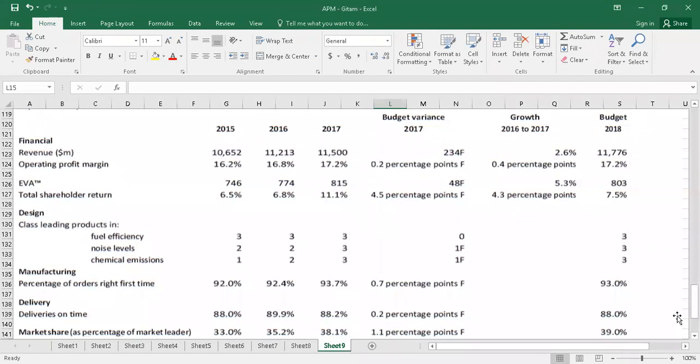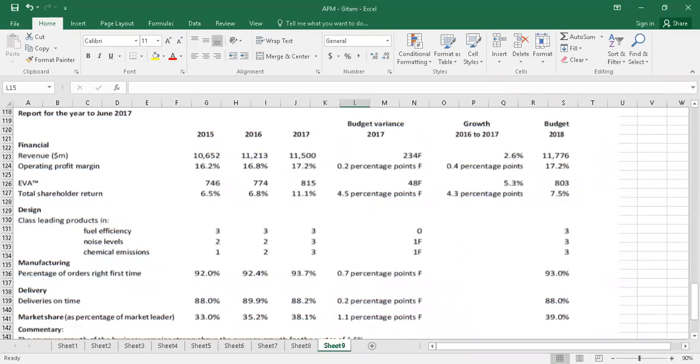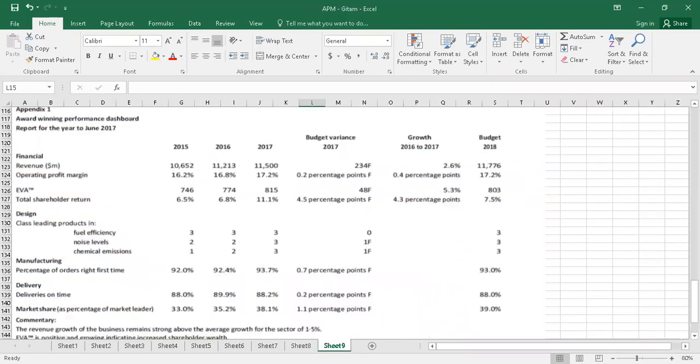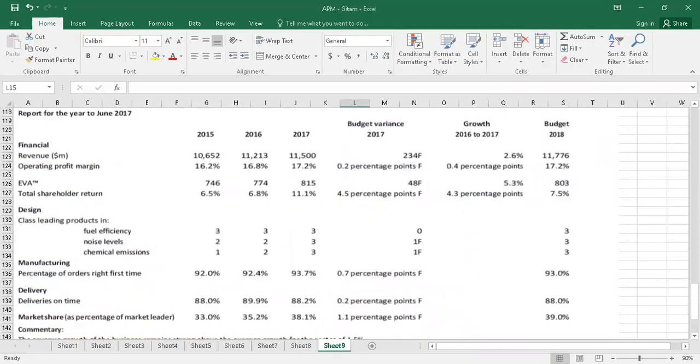So what aspects you want me to minimize it a little, then clarity would be left. See, the report for the year to June 2017. Mm. Can you see this one? Yes, ma'am.